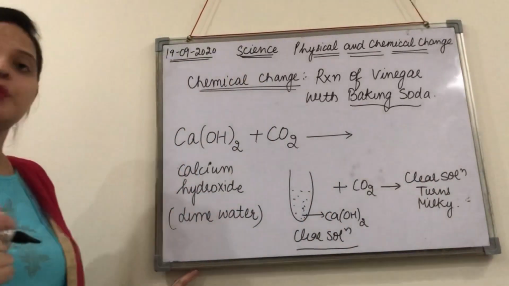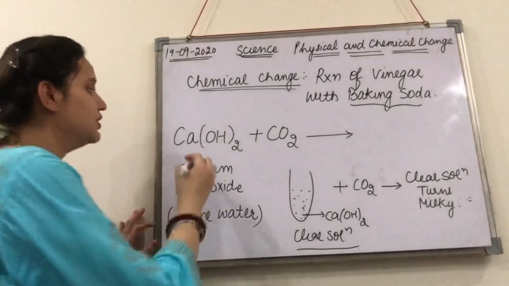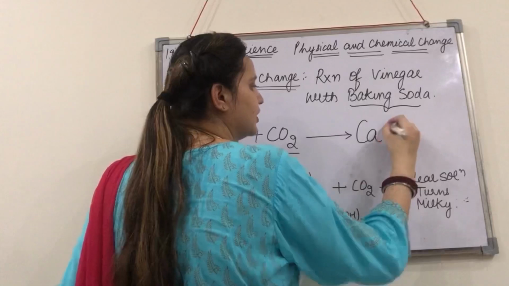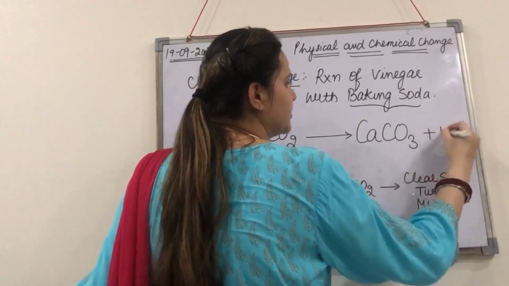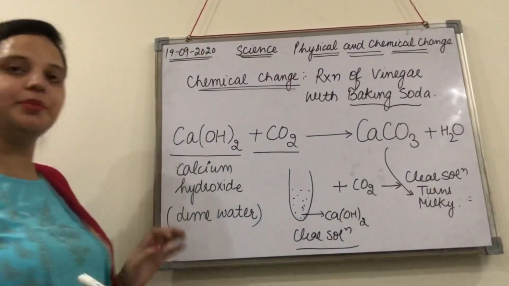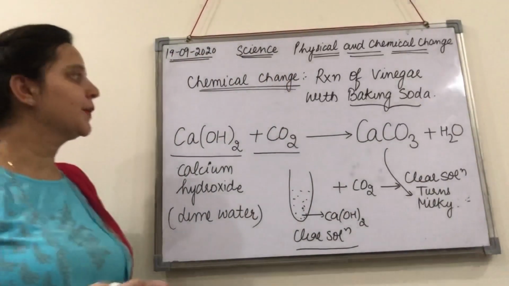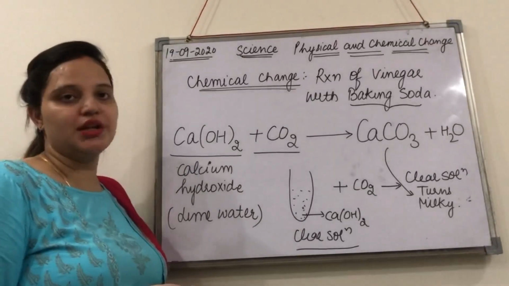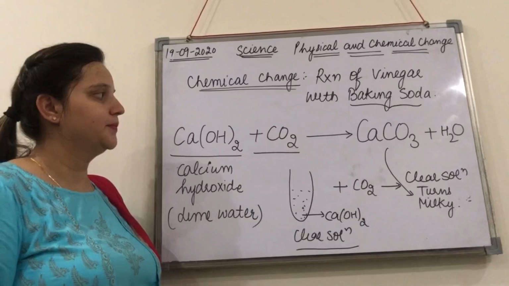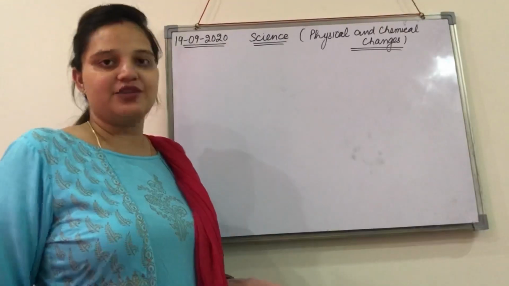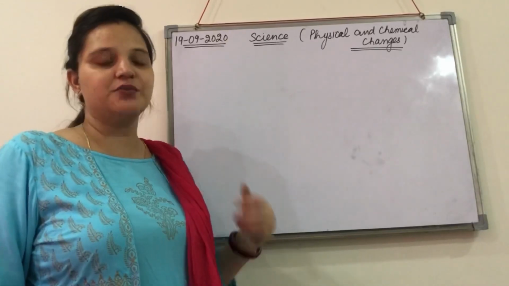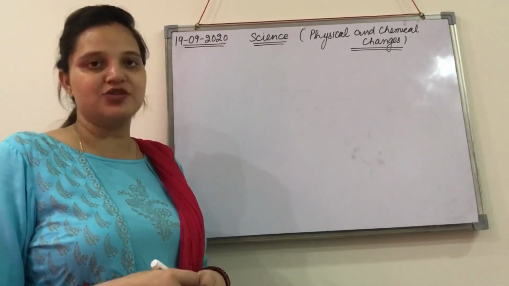Now why does this turn milky? Because when calcium hydroxide and carbon dioxide react, they give you calcium carbonate plus water, and that gives you a milky appearance. So this is how we test whether carbon dioxide gas is present or not. In these reactions, what we have seen is the formation of a new substance. So that's why we call such reactions chemical changes.